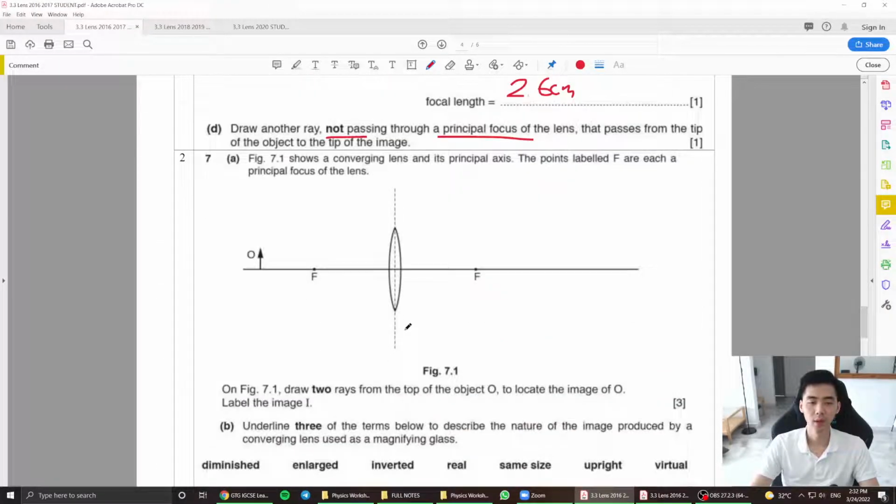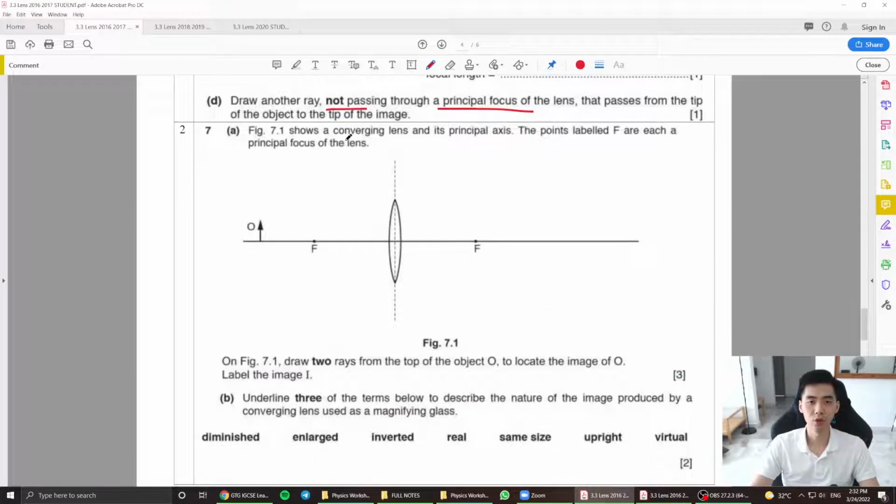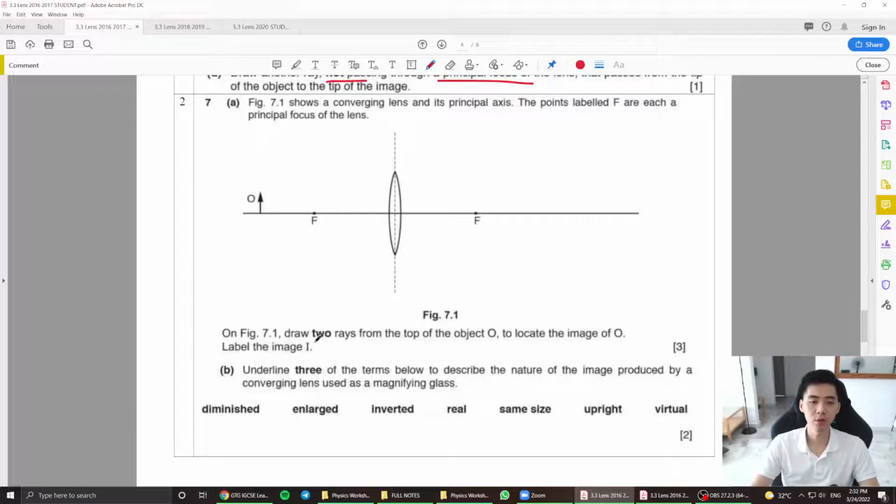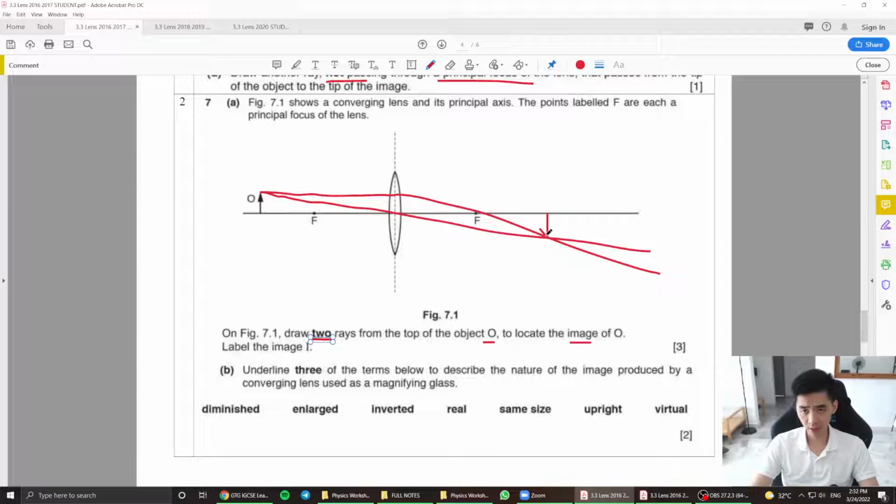Okay. Then after that, figure 7.1 shows a converging lens and its principal axis. The points labeled F are each the principal focus of the lens. On figure 7.1, draw two rays from the top of O to locate the image of O here. So what you're going to do is the same thing. You're going to use your ruler, horizontal line, cut through the focal point, and one straight line that cuts through the optical center. Wherever the lines meet, that is where your image is formed.